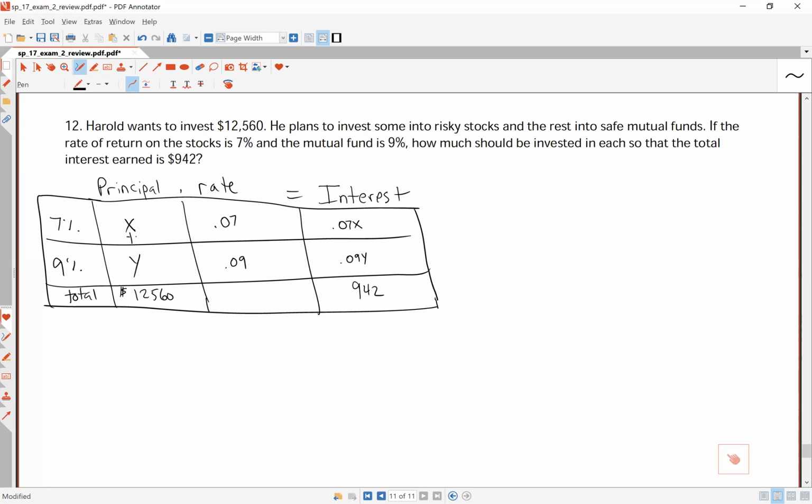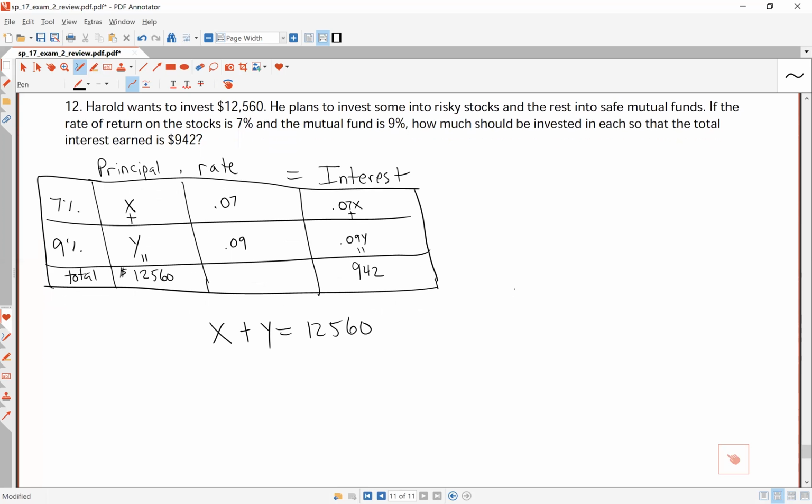The first column always adds and equals the third number, and the third column always adds and equals the third number. It's the amount of money invested. X dollars at one plus Y dollars at the other, and a total of $12,560. The interest earned on each account. One account had some interest, the other account had some interest, and their total interest they earned together is $942.